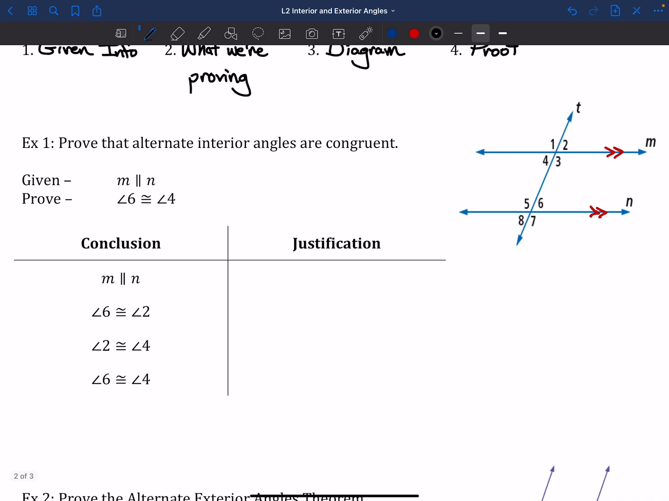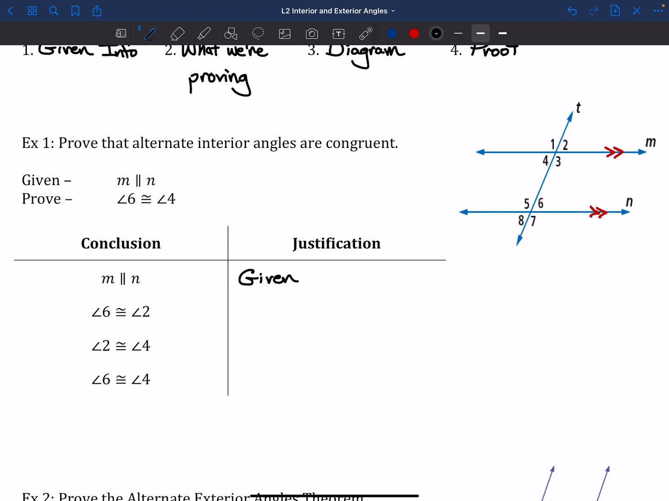So my first conclusion is that M is parallel to N. And the first justification for that is pretty easy, thankfully. The reason that we know that M is parallel to N is because they told us so. So all we would say is that it is given. A lot of proofs will start off by just saying this is your given information. There you go. It's given. That's all you got to say there.